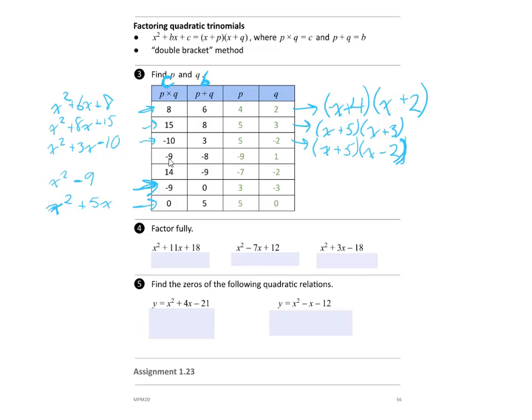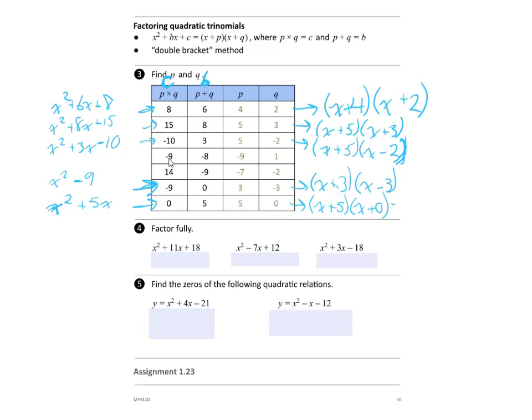If I were factoring this one down here, I'm going to do the last two rows. It's x plus 3, x minus 3. Pretty standard stuff. This last one here is interesting because we have x plus 5, and then x plus 0.